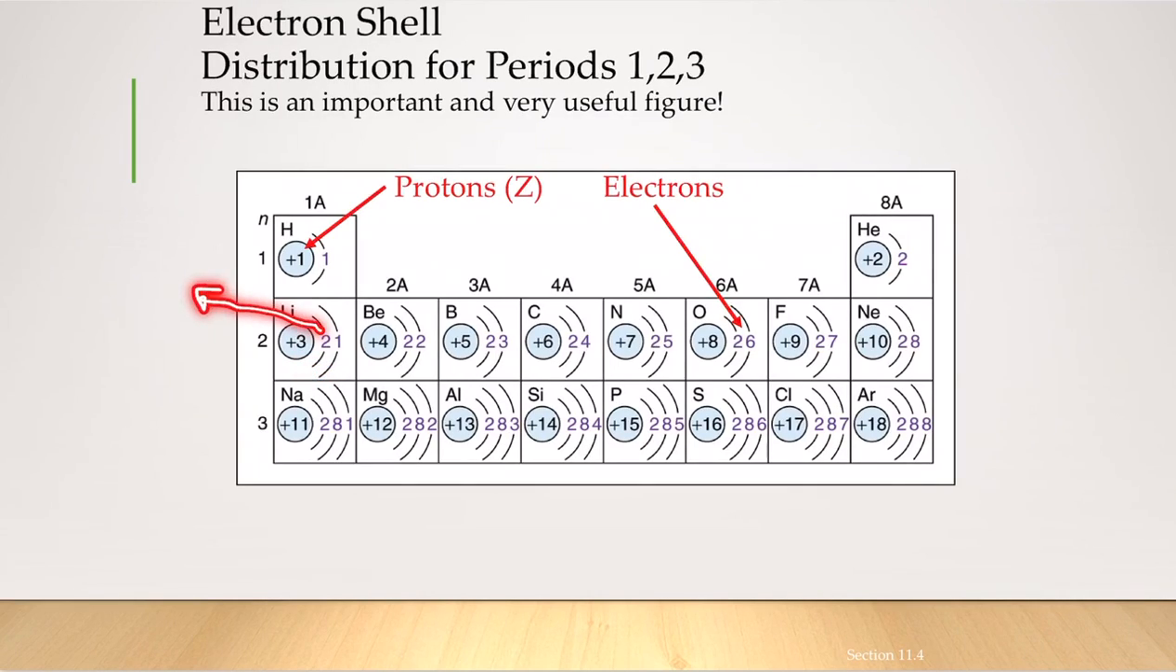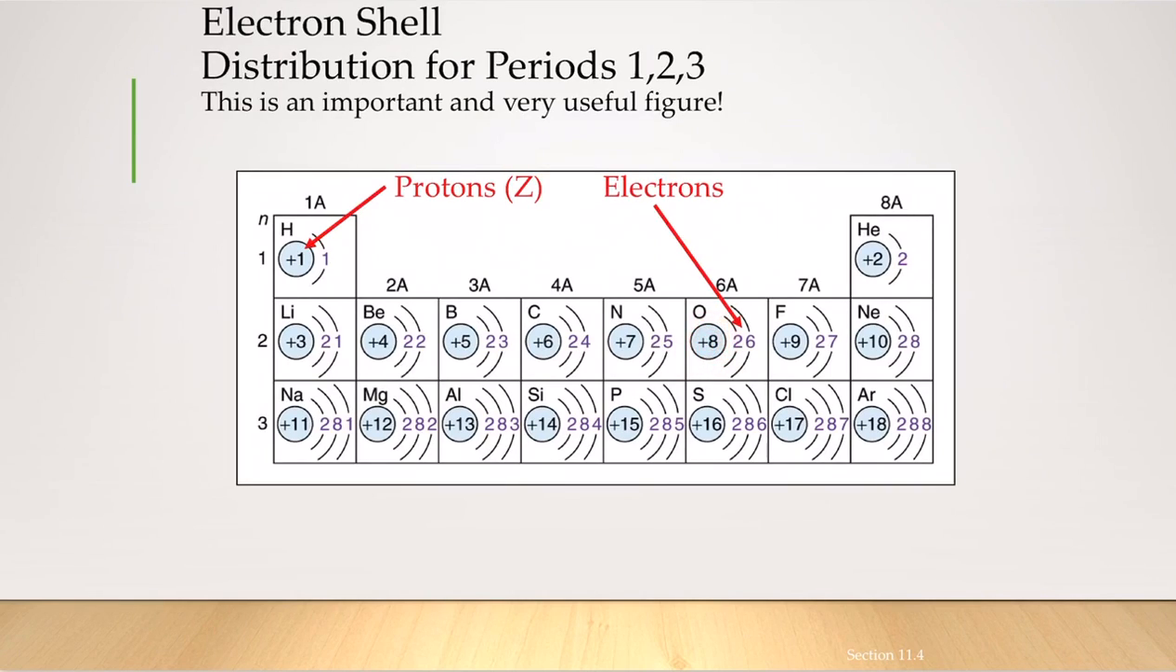Remember, the first level can only accommodate a maximum of 2 electrons, and the second level can accommodate a total of 8 electrons, but because there is only 1 electron remaining, that 1 electron needs to go into the second shell. Okay, let's do another example.